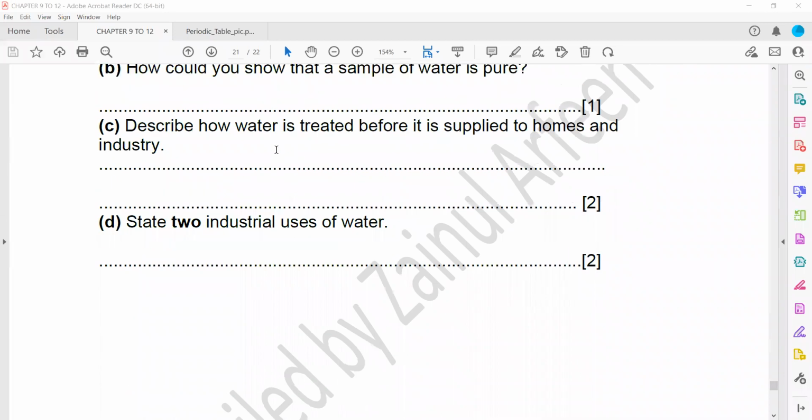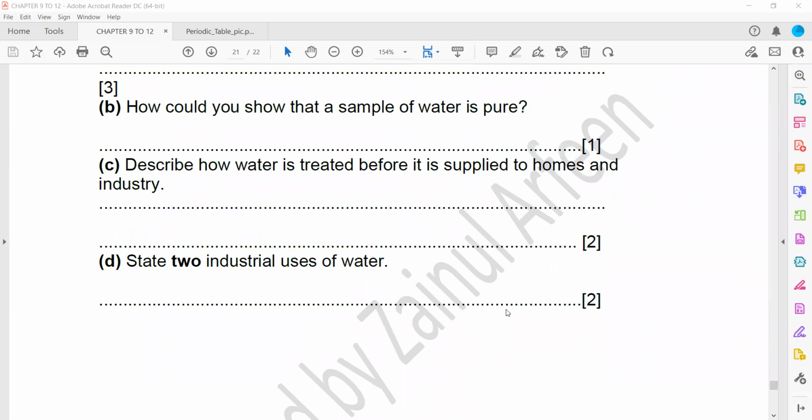Then say two industrial uses of water. In industry, what are the uses of water? The textile industry uses water. Water can be used as a coolant to cool down systems, or as a solvent to dissolve most of the constituents.